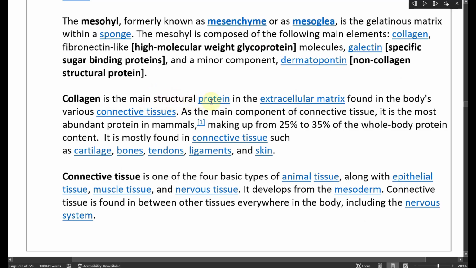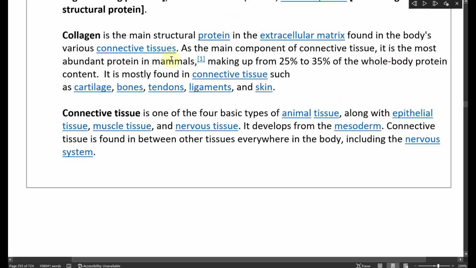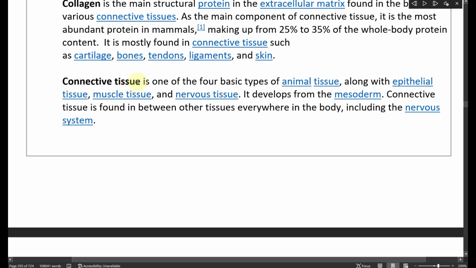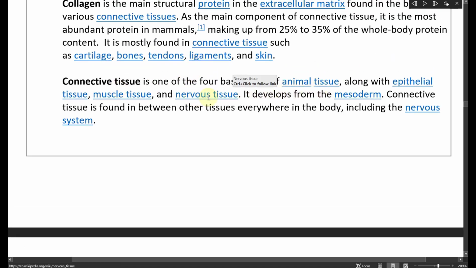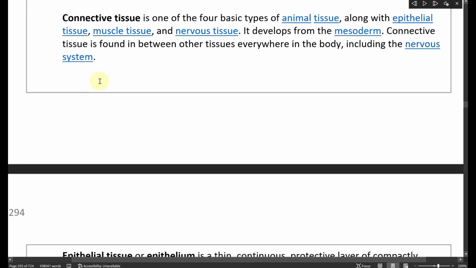Collagen is the main structural protein in the extracellular matrix found in the body's various connective tissues. As the main component of connective tissue, it is the most abundant protein in mammals, making up from 25% to 35% of the whole body protein content. It is mostly found in cartilage, bones, tendons, ligaments, and skin. Connective tissue is one of the 4 basic types of animal tissue, along with epithelial tissue, muscle tissue, and nervous tissue. It develops from the mesoderm and is found in between other tissues everywhere in the body, including the nervous system.